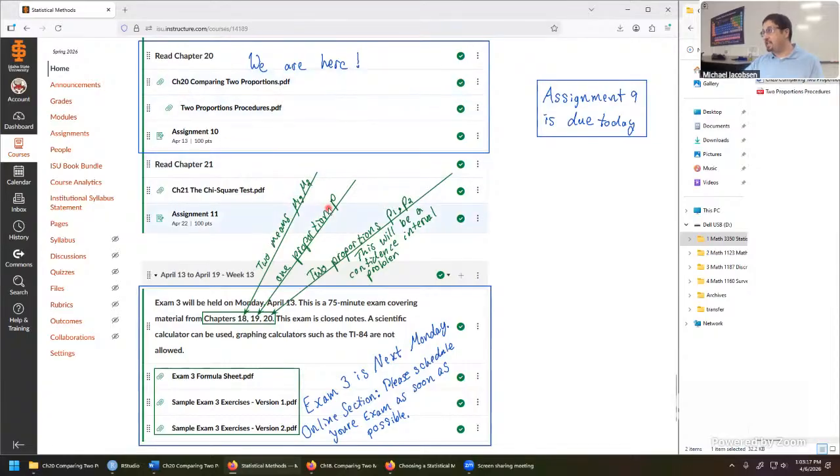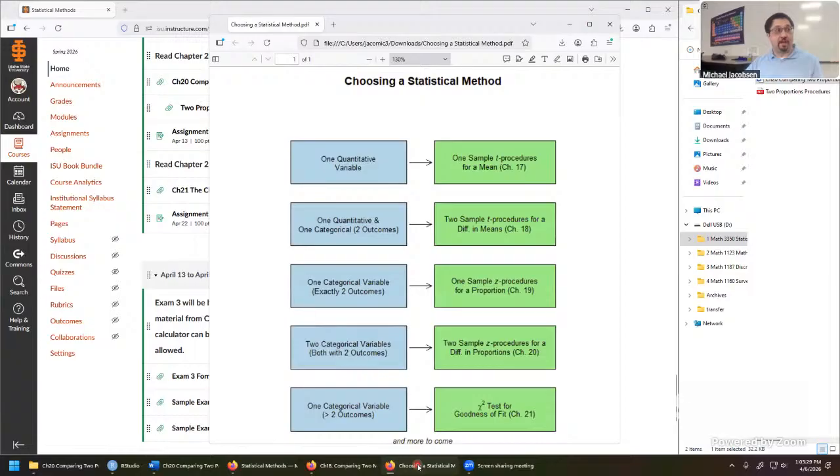Chapter 20 just kind of leads off what we did in chapter 19. We're dealing with categorical data with 2 outcomes, except if there's 2 proportions, really what's happening in this chapter is there are, in fact, 2 categorical variables. And this is the table that we've been building out since we got to, say, chapter 19. It's starting to grow quite a bit.